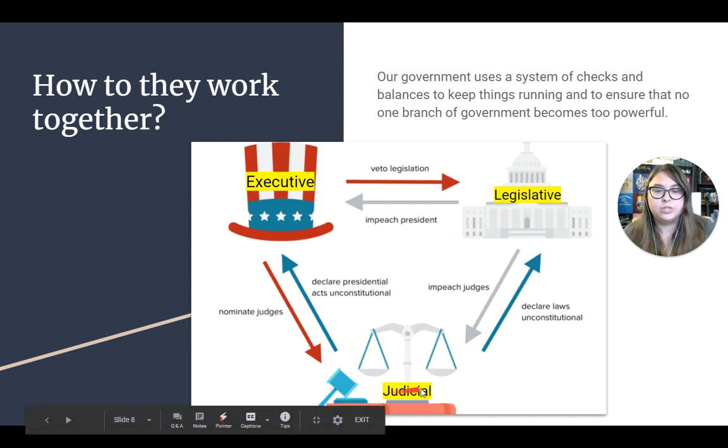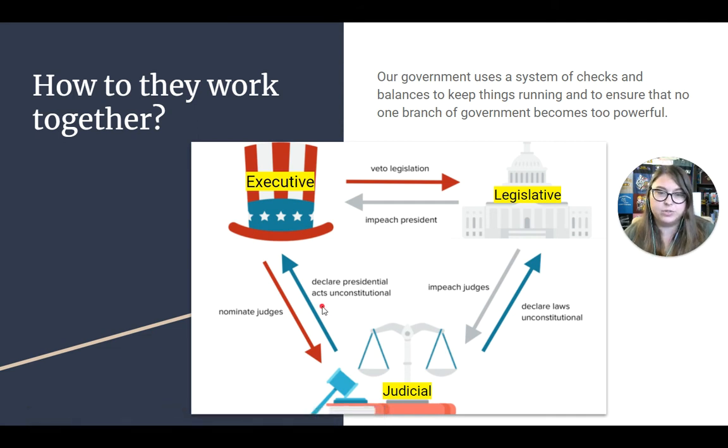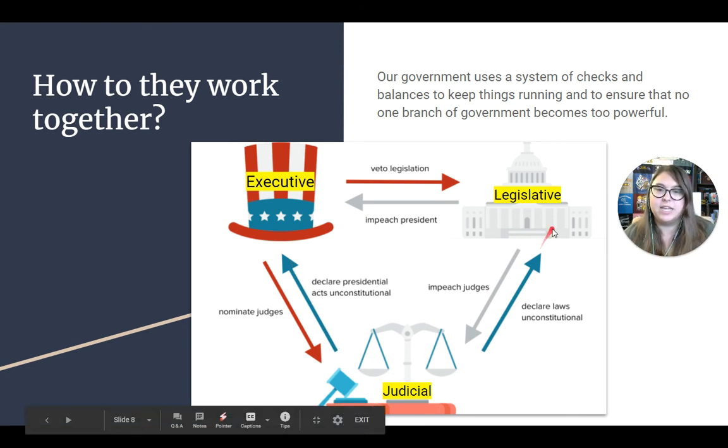The judicial branch also has the power to declare a presidential act unconstitutional. So if the president decides to do something or to pass an executive order, the judicial branch can check the executive branch by saying, that's not constitutional, you're not allowed to do that. And that's the judicial branch's way of saying that these two branches do not have ultimate power.